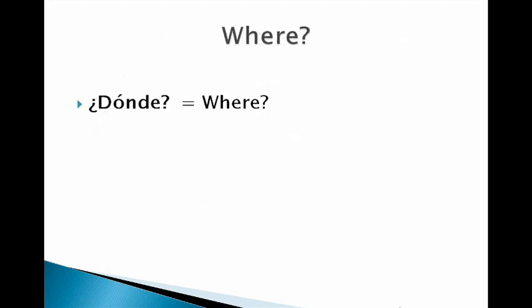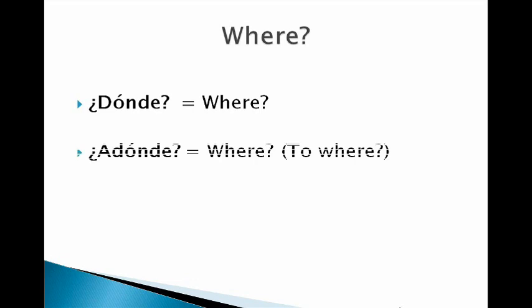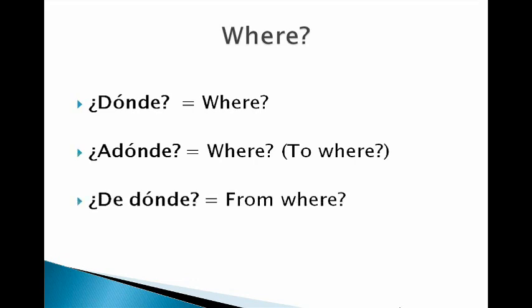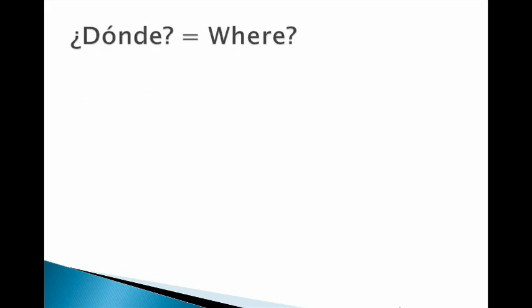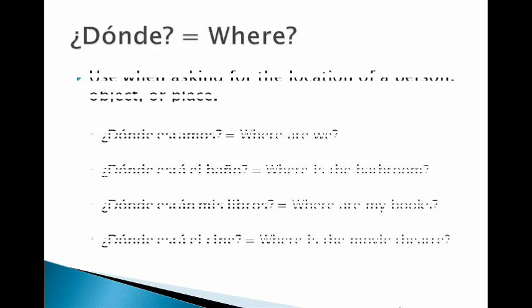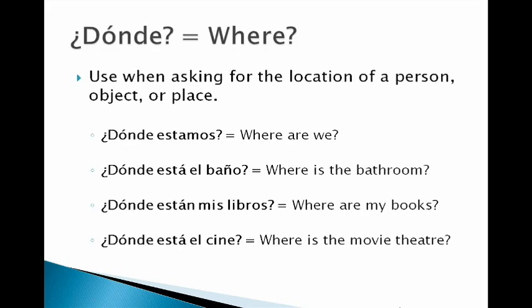Now there's also 3 different ways to say where. ¿Dónde? ¿A dónde? And ¿de dónde? ¿Dónde? You're going to use when you are asking for the location of a person, object, or place. For example, ¿Dónde estamos? Where are we? Maybe you've been on a long trip and you've taken the wrong turn and now you have no idea where you are. So you're going to ask that question.